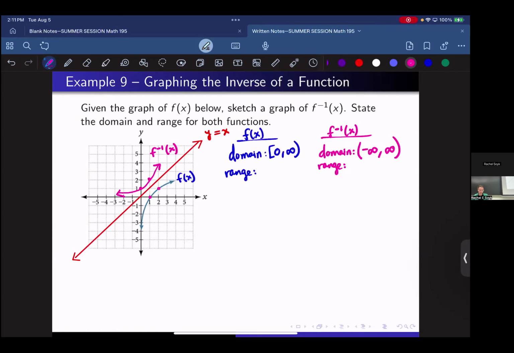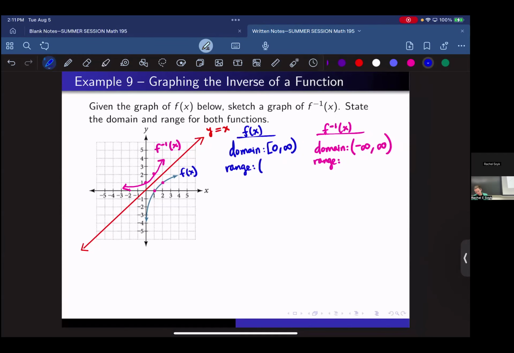pretty much. That now tells us what our range is. What's our range for f of x? It's just our domain of f inverse. And then what is our range of f inverse? It's just our domain of f of x, right? And we're done.